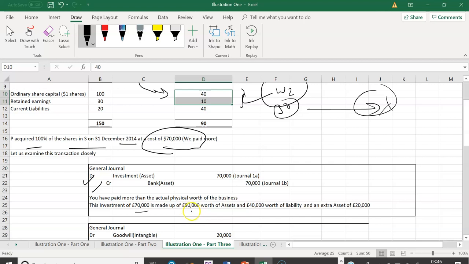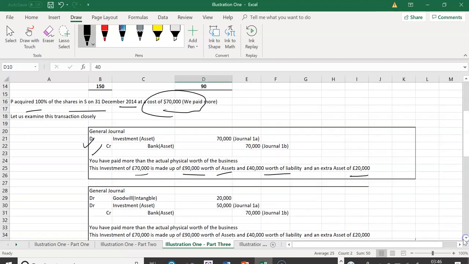Technically, it's made up of 90,000 worth of assets, and 40,000 worth of liability, and you basically paid for an extra asset of 20,000. Ultimately what you paid for was this goodwill. That's where the goodwill really is. You can sort of see where I'm going. So what's the argument here?